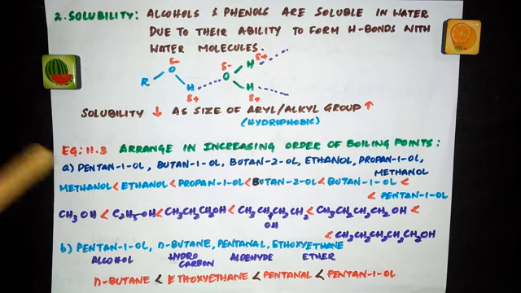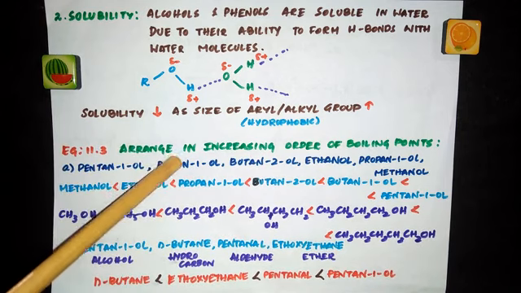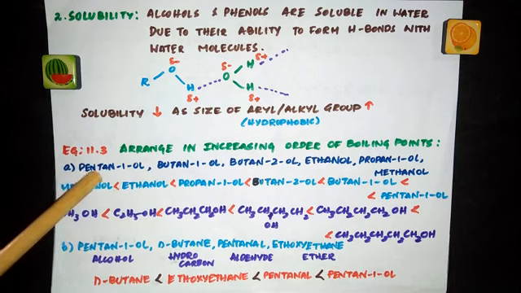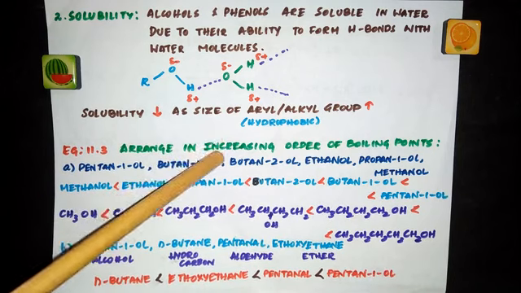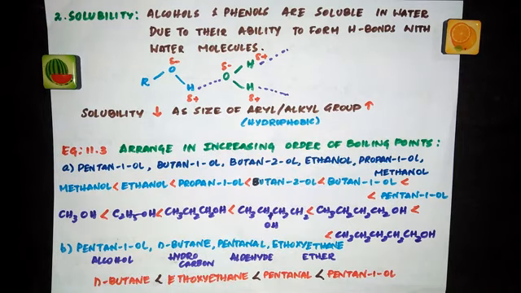Now let's see an example which is given in your textbook, example 11.3. Arrange in increasing order of boiling points. They have given you pentan-1-ol, butan-1-ol, butan-2-ol, ethanol, propan-1-ol and methanol. So all are alcohols, so no problem. If they had given you different functional groups, then we would have to look at the functional groups. So here all are alcohols. So when all are alcohols, look at the number of carbon atoms.